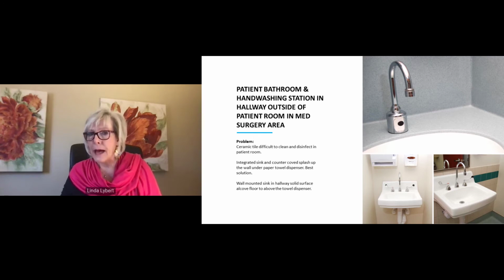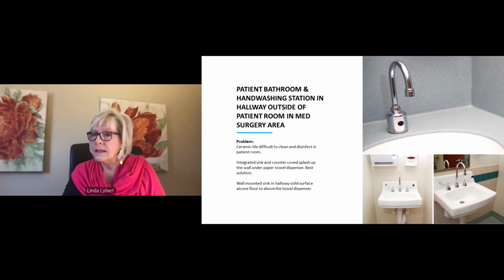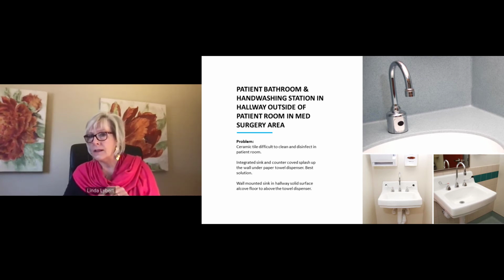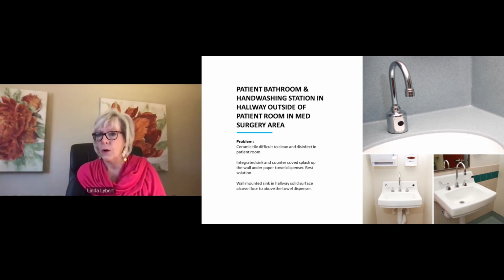This is a patient bathroom. This was a renovation or a remodel area that we did in a med-surg. And on the lower right-hand corner is the sink and wall, et cetera, in this patient room originally. What we did is we replaced it with solid surface. Again, the one on the left is another one of the patient rooms. We actually took solid surface from the ceiling to the floor and again addressed the water issue. And so that's an example.